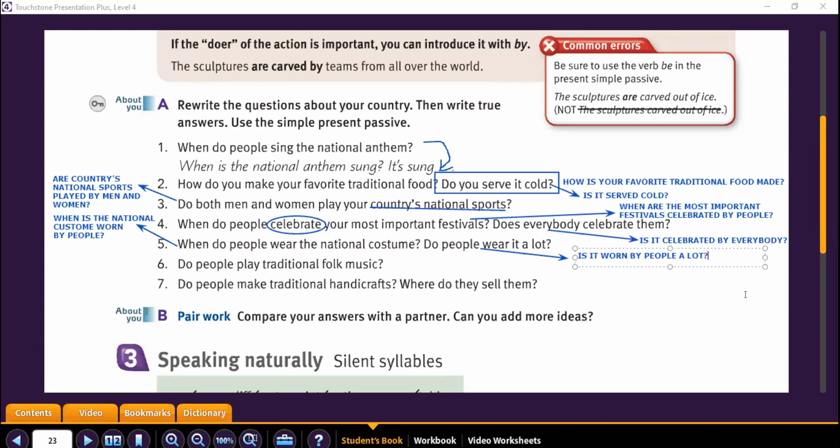Or is it worn a lot? También podríamos suprimir el by people y dejarle con el a lot, ¿no? ¿Es usado mucho o es usado mucho por las personas? So, is it worn by people a lot? Thank you, guys. We're almost about to end. Ya mismo terminamos. Vamos a la número 6. Do people play traditional folk music?